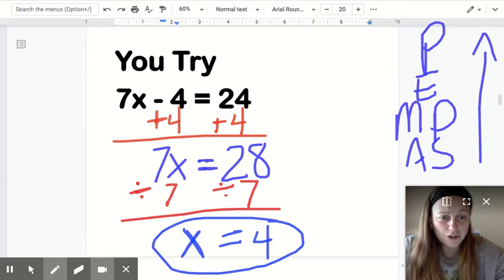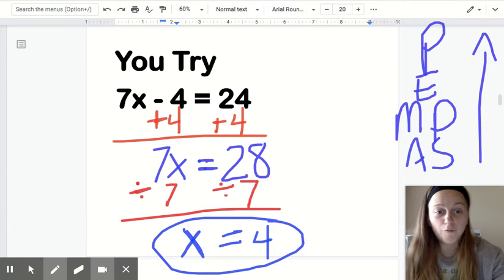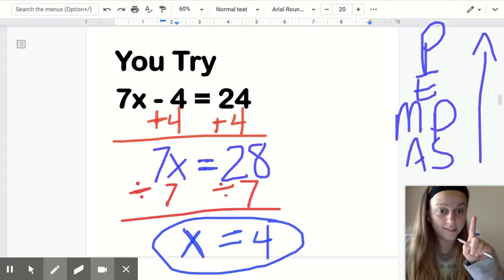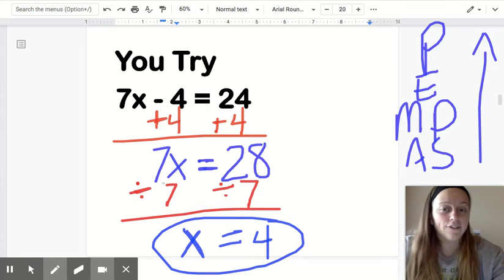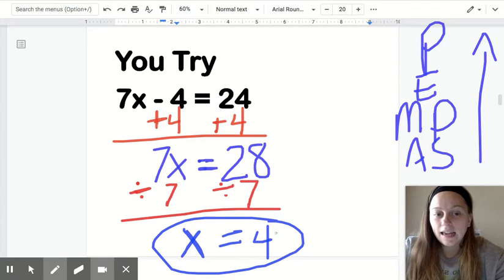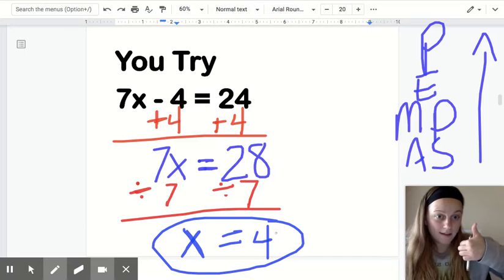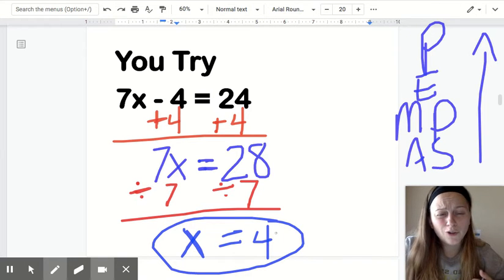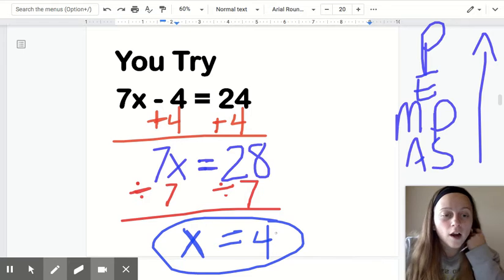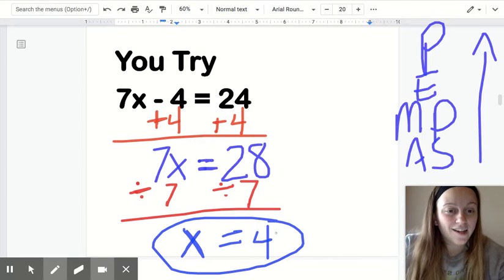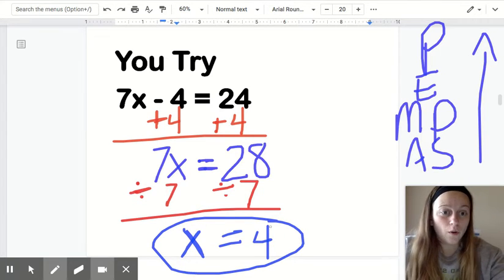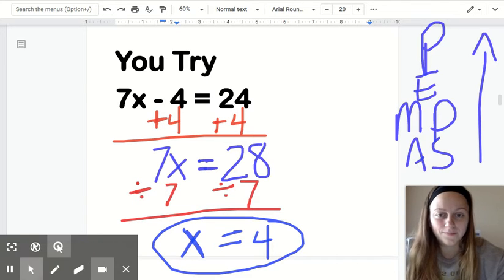All right, how'd you do? Did you show your inverse of plus 4 first to get 7x equals 28? Then did you show your inverse of divide by 7 on both sides to get x equals 4? Again, if you got x equals 4, great. But make sure you showed your inverses because you won't get full credit if you did not. So again, must show your inverses on both sides.